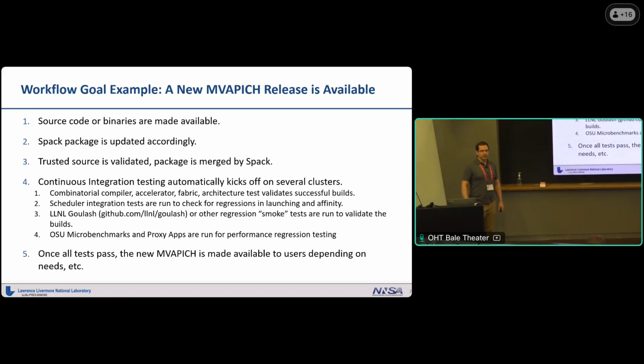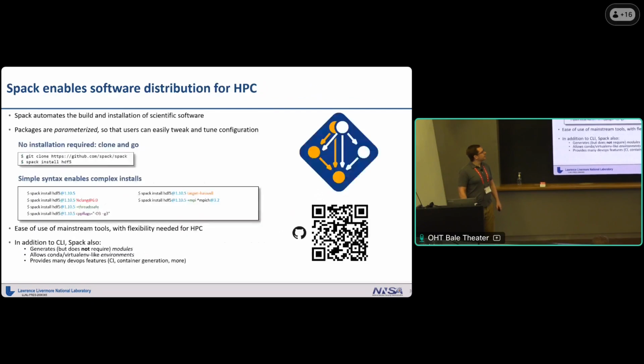These test a lot of the more esoteric integration that people might do, and intercompatibility builds. And then, of course, the OSU micro benchmarks, which are the best benchmarks. Proxy apps are run for performance regression testing. Then ideally, we would wait for all those tests to pass, and then we would just make the new MVAPICH available to users, depending on needs, et cetera.